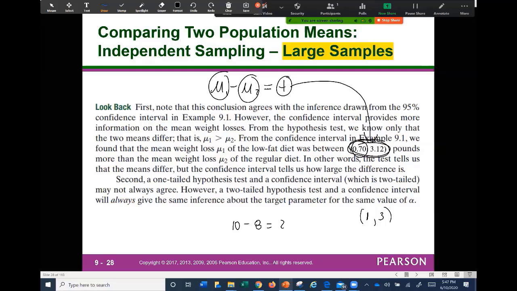However, we cannot always use the confidence interval to test hypotheses. We can use the confidence interval to test hypotheses when the alternative hypothesis is a two-tail test. However, when it's a one-tail test, it's possible that the conclusion using a confidence interval and a hypothesis test could be different.